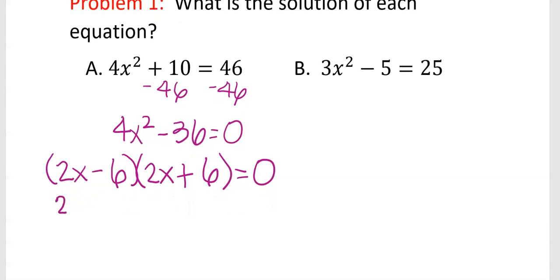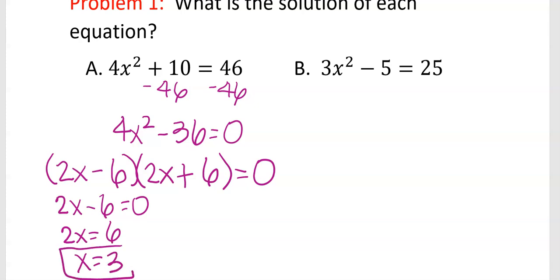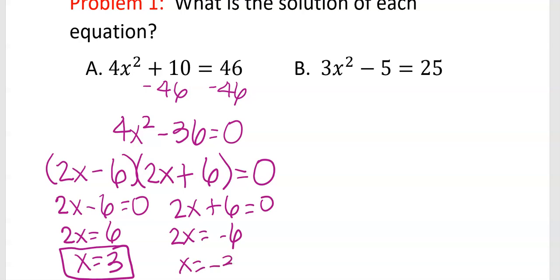Question? Yep. Can't we do it the other way, like subtract 10 and then... Yes. However, I'm going to do that one on the second one. So I was going to show you both just because they both work. 2x equals 6, x equals 3. For this one, 2x equals negative 6, equals 0 first. Subtract 6, x equals negative 3. Okay, so that's one way.